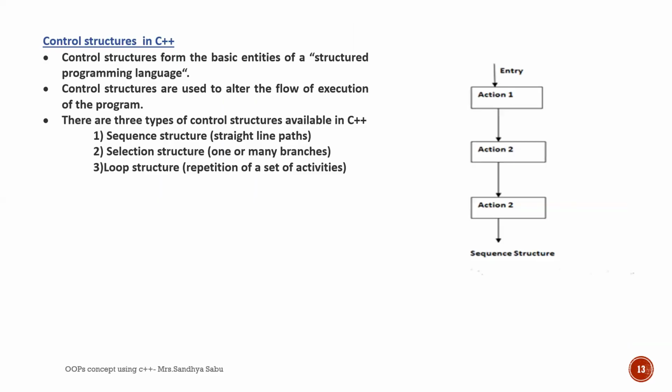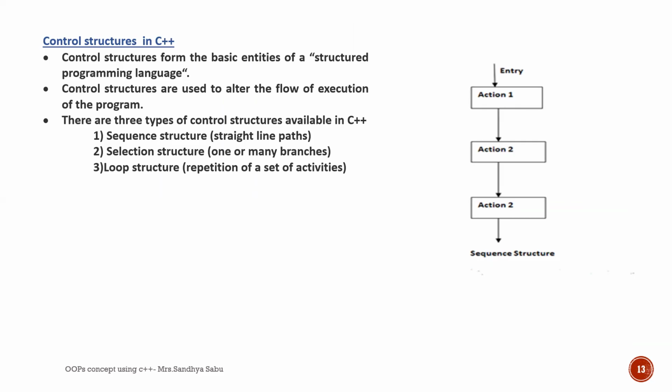Next comes the concept of control structures. Control structures, as the name suggests, are going to control something: the flow of the program. We have three types of control structures in our programming language: sequence, selection, and looping statements. The sequence structure is nothing but it follows a straight line. It follows the direct way of executing the program code.